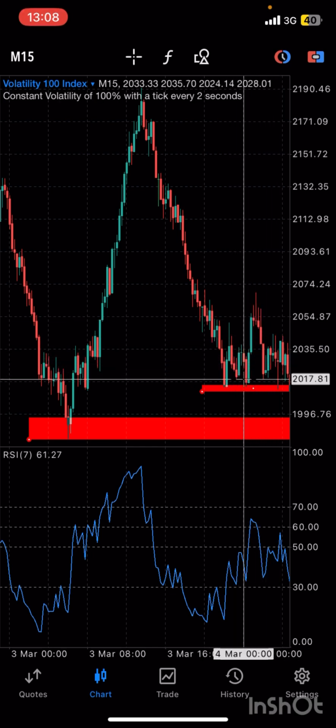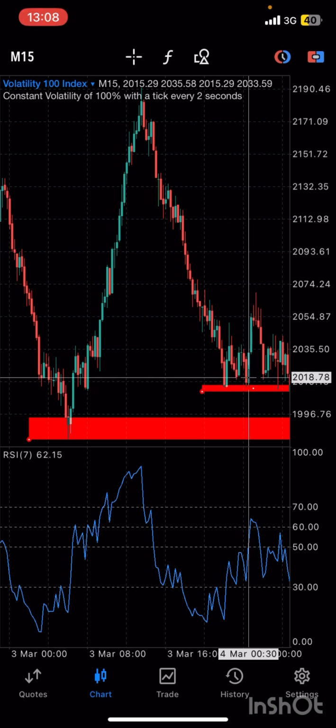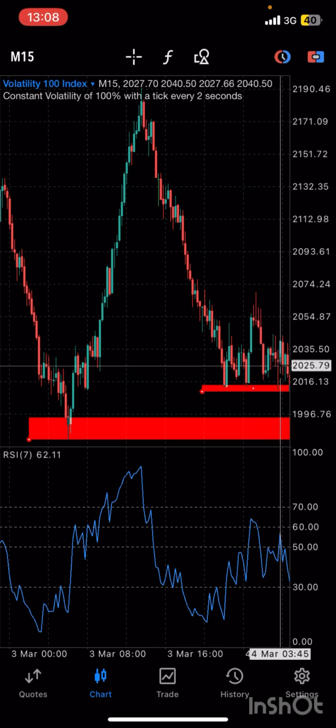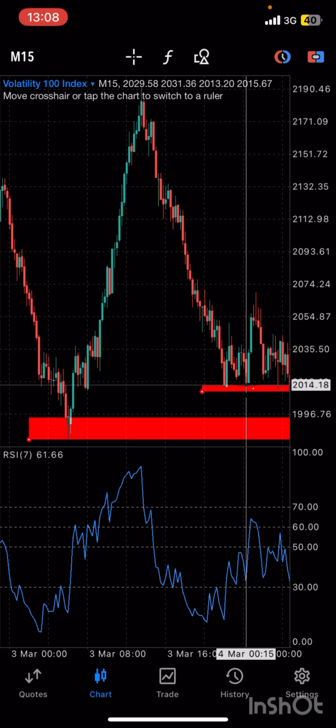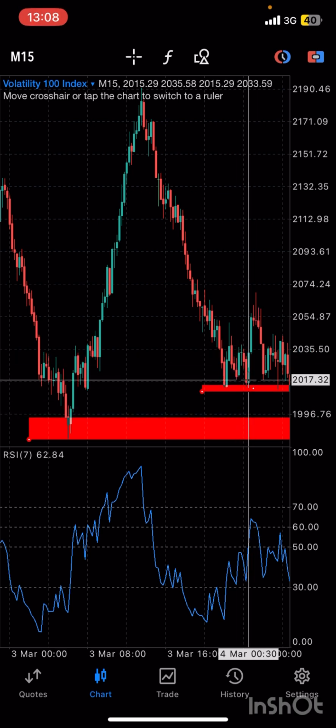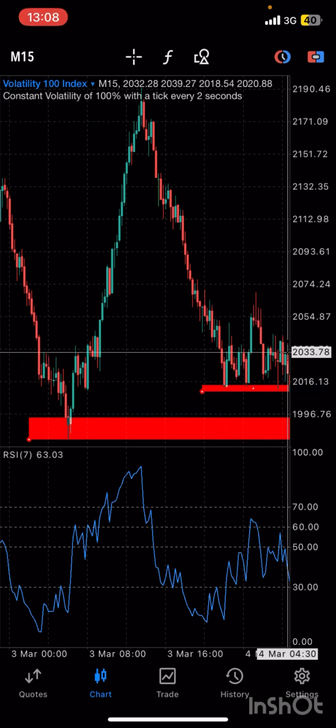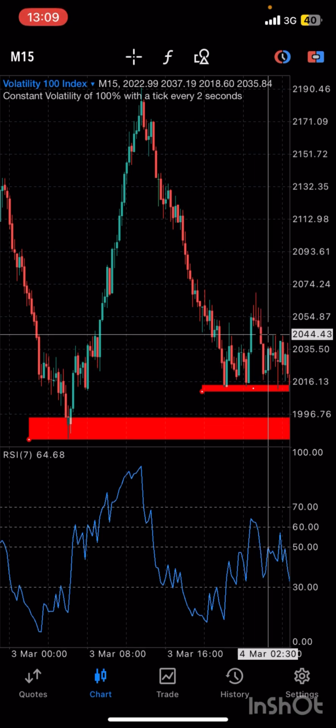So the guys that were buying at this point were joyed, right? The market bought up a little bit, came down, and ranged for a bit. So once you're able to spot a certain support below a range, once the market is ranging, you don't need to trade that range.